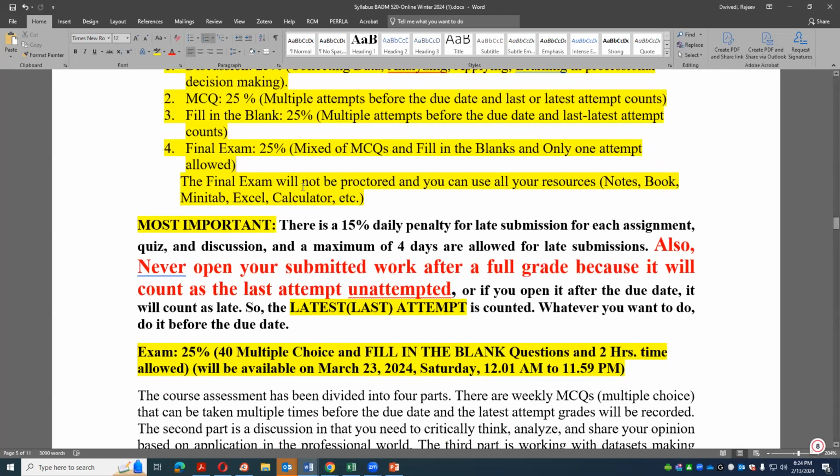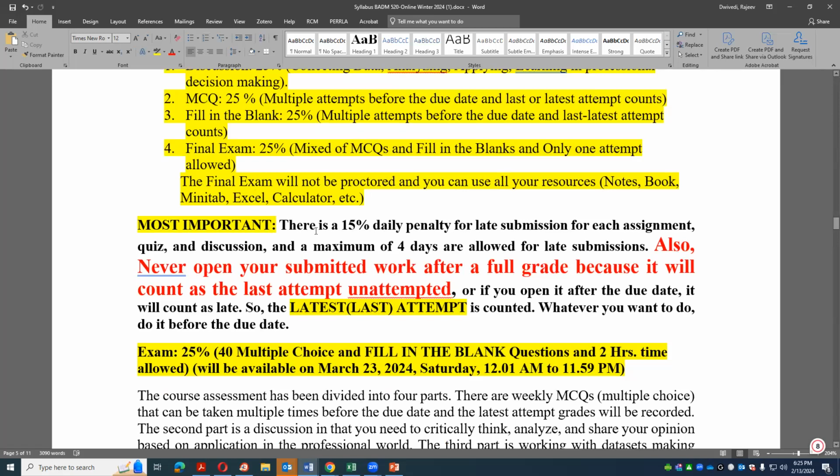Final exam: same thing as you did in 503. You have 40 questions, and this time you have fill in the blanks also. 1 attempt, 2 hours' time. You can use a calculator, you have Minitab, you have Excel, you have all the available resources at your end. And same thing, we will start on Friday, which is 22nd of March, and it will go till 23rd of March. So a 30-hour window will be given to you to use your 2 hours.